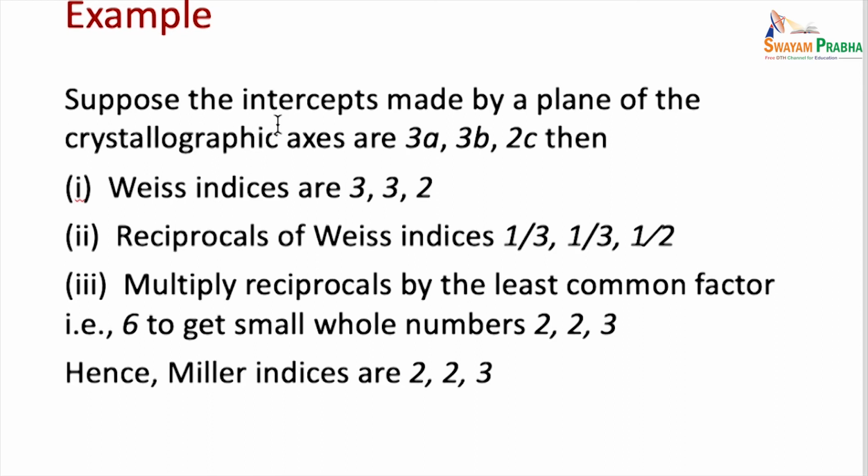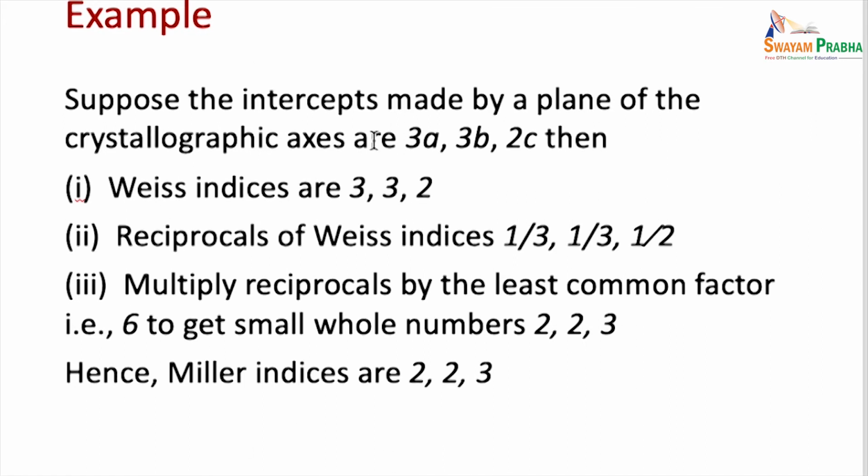I'm repeating, how do you find out the Miller indices? You prepare a 3-column table with the unit cell axis at the top of the columns. In each column, the intercept, the multiple 3A, 3B, 2C, is written. This is nothing but the Weiss indices. Now you take a reciprocal of these numbers, that is the Weiss indices. You clear the fractions to obtain H, K, L, and hence you will get the Miller indices.